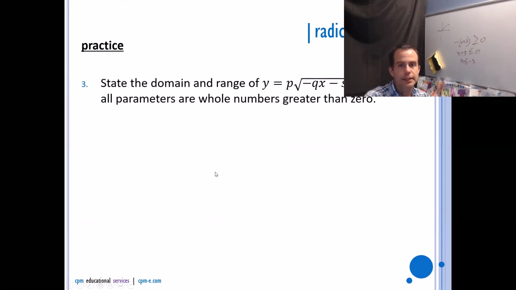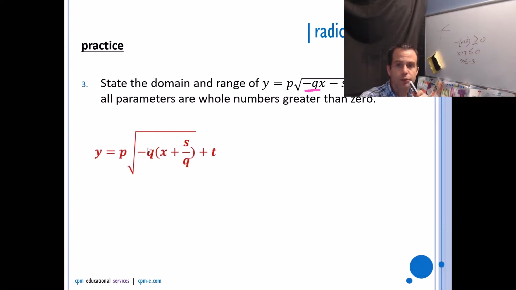All right, state the domain and range of Y equals P root of negative QX minus S plus T. Now, the very first thing I want you to notice here is this negative Q has to be factored out. Okay, you can't read transformations unless you're in fully factored form. So I'm going to rewrite this, first of all, in that factored form. So negative Q will come out, and that will leave me with X plus S over Q. Okay, so now that I've written it in factored form, I'm ready to state my transformations. Oh, sorry, no, not transformations. I'm ready to state the domain and range.